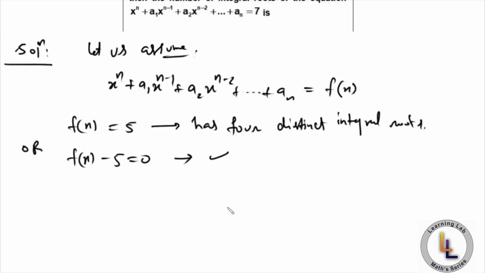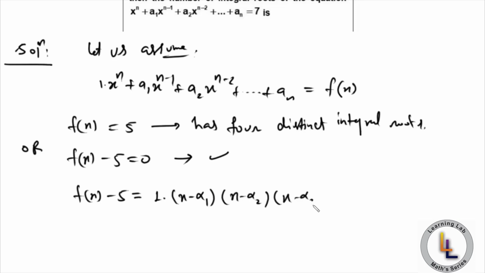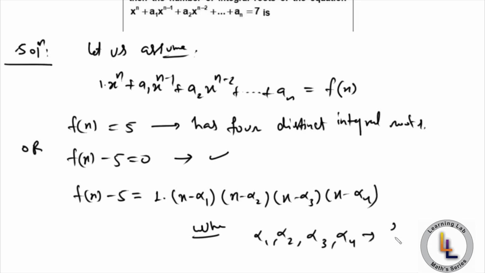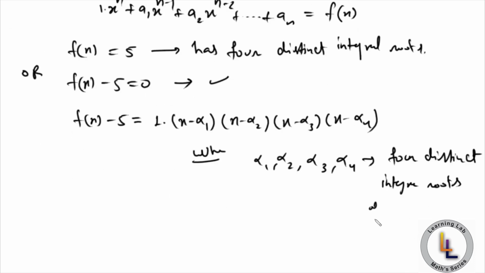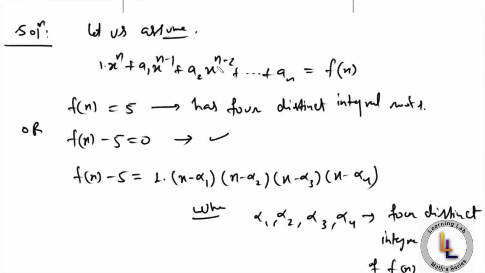That means we can write f(x) - 5 equal to the leading coefficient, clearly 1, times (x - alpha 1)(x - alpha 2)(x - alpha 3)(x - alpha 4), where alpha 1, alpha 2, alpha 3 and alpha 4 are the 4 distinct integral roots of f(x) = 5, or f(x) - 5 = 0, both are the same. Now we have to find the number of integral roots of f(x) = 7.